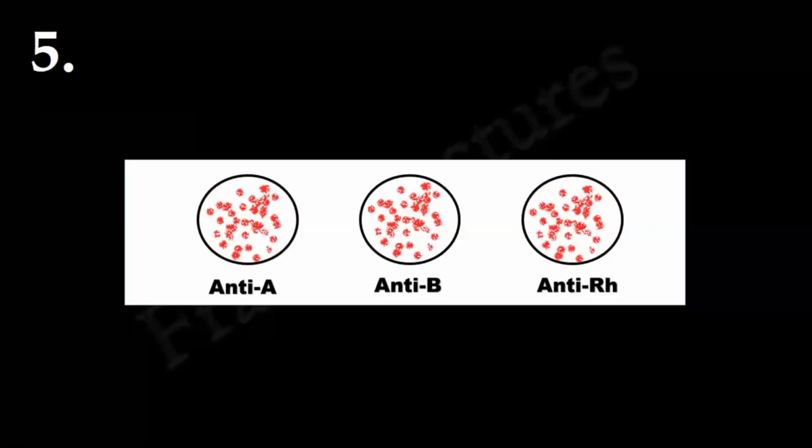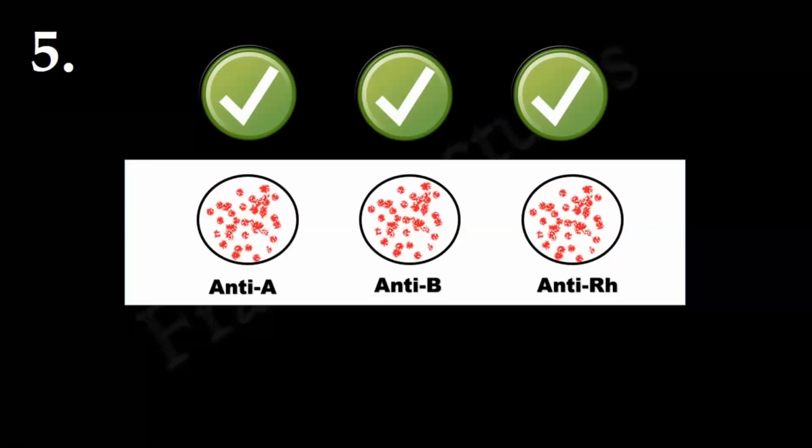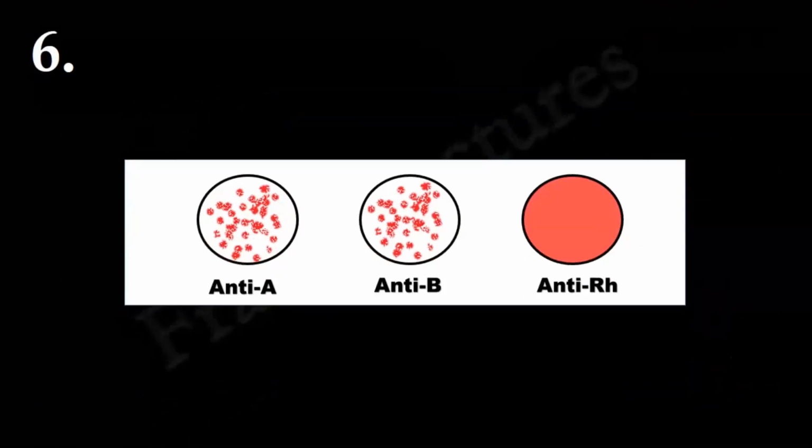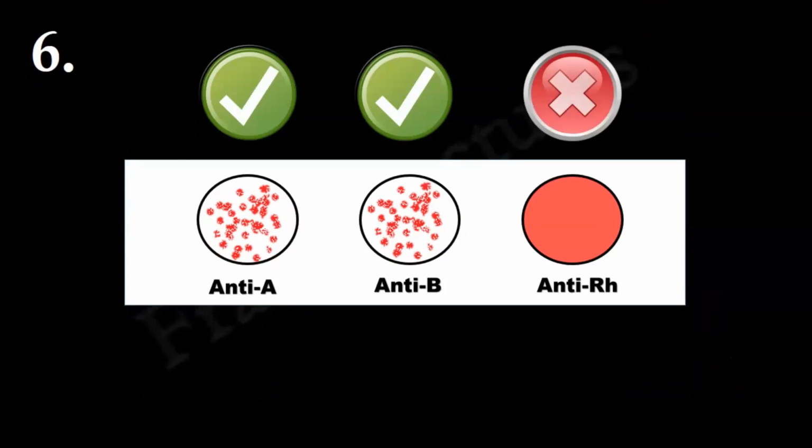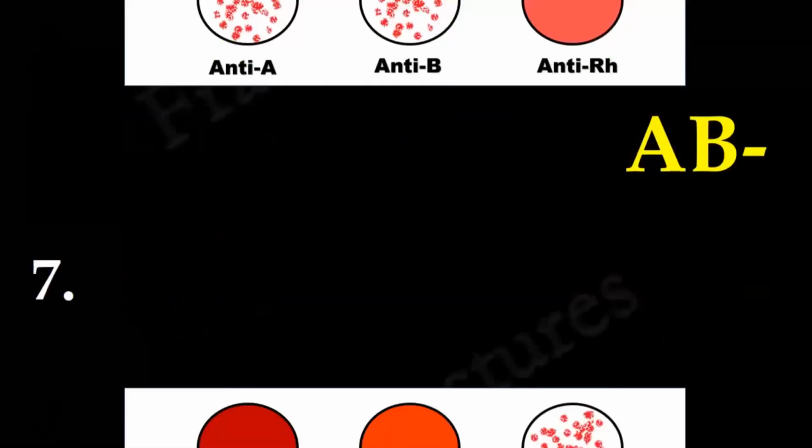Here, agglutination is observed in all 3 circles. This means all 3 antigens are present. Therefore, blood group is AB positive. Here, agglutination in anti-A and anti-B circle indicates that both antigen A and B are present. But there is no agglutination in anti-Rh circle, which indicates absence of Rh antigen. Therefore, blood group is AB negative.